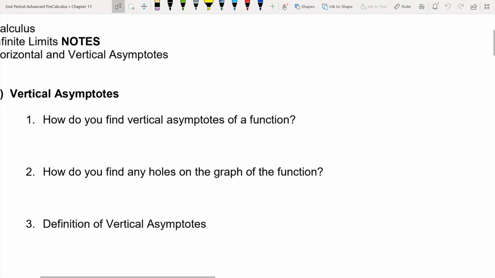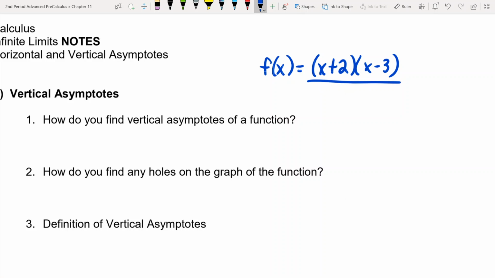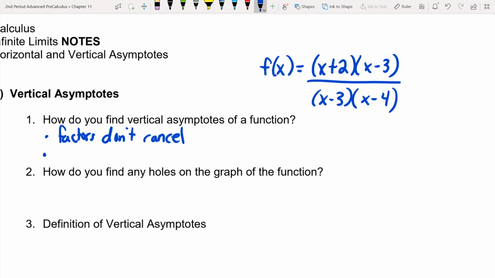So first of all, let's write off to the side here. F of x is equal to x plus 2 times x minus 3, all over x minus 3 times x minus 4. Now, when you're looking for the vertical asymptotes, you are looking for the factors that don't cancel. Because you want to know, where does the denominator equal 0?